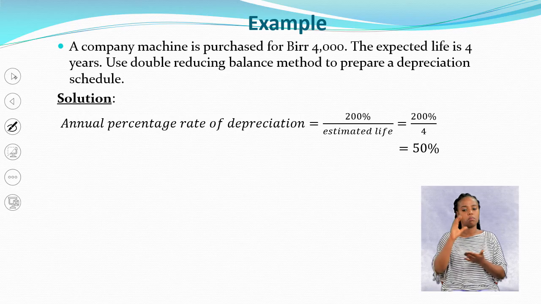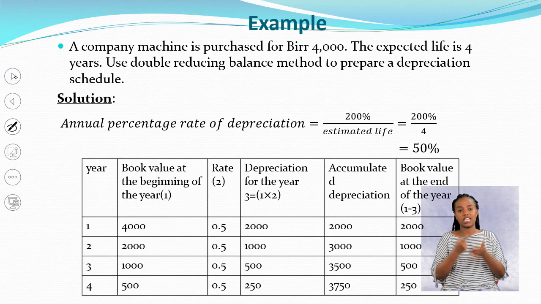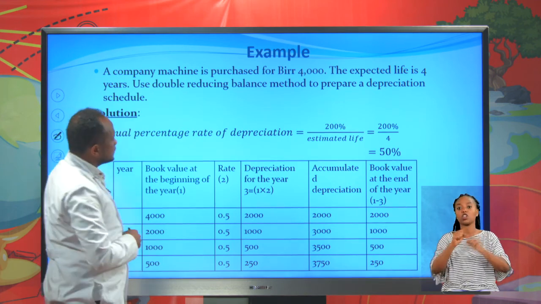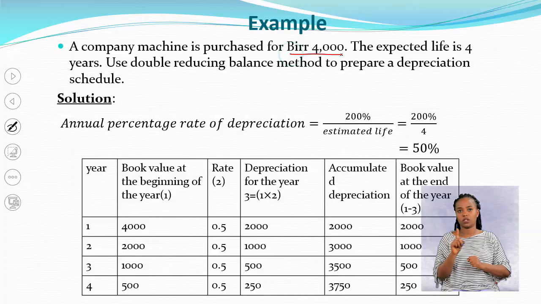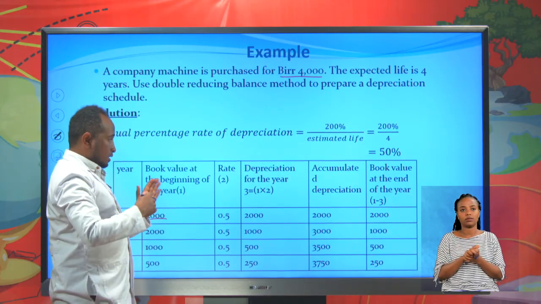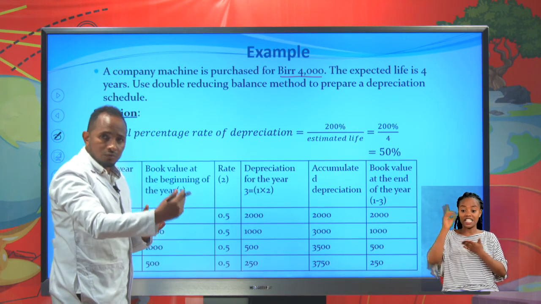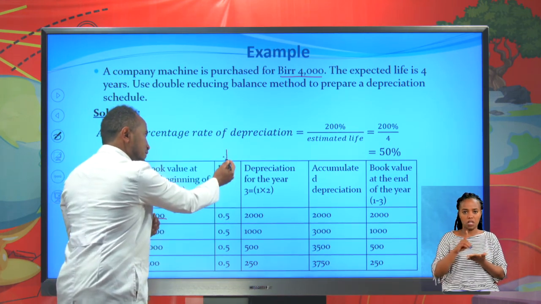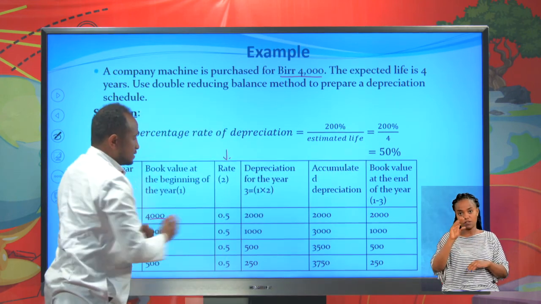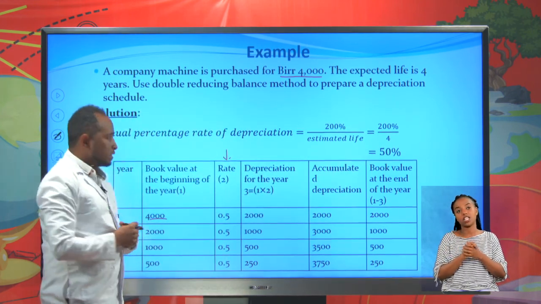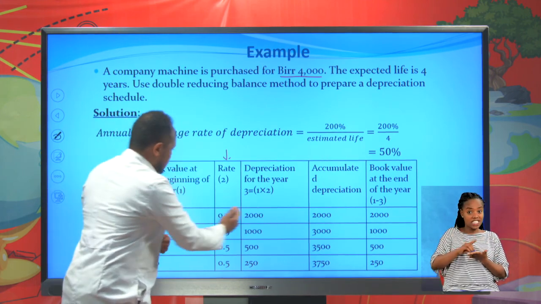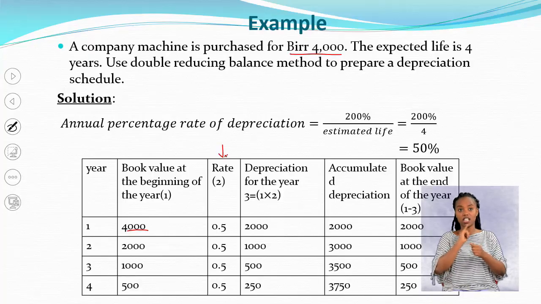So let's see the answer in tabular form. At the beginning of year one, its book value is 4,000 birr. In this year, the depreciation rate we calculated here is 50%, that means it is 0.5. So the depreciation at the end of this year will be the product of the two. Multiplying these two, you get 2,000. It depreciates by 2,000.